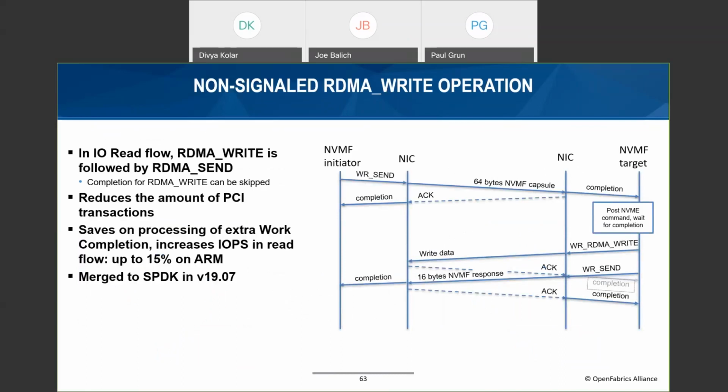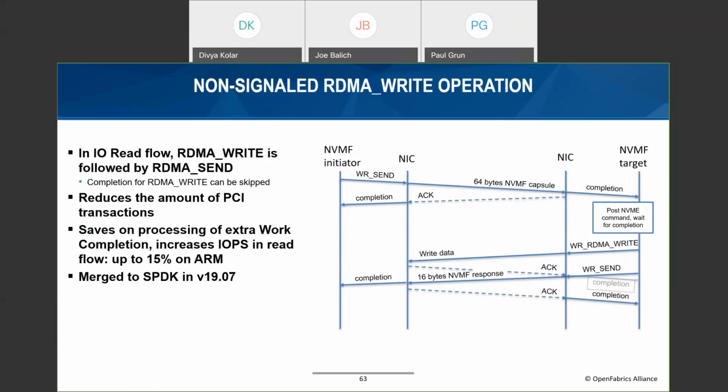Let's consider how the NVMe-oF target handles an IO read operation. When a target receives a read request from the initiator, it posts a command to the NVMe disk to read data to a local memory buffer. When the disk finishes the read operation, the NVMe-oF target prepares and sends two work requests back to the initiator. The first request is RDMA write, which transfers the data, and the second one is a send work request with the NVMe-oF response, which is used to notify the application that the operation is completed.